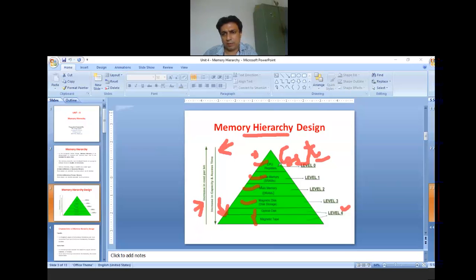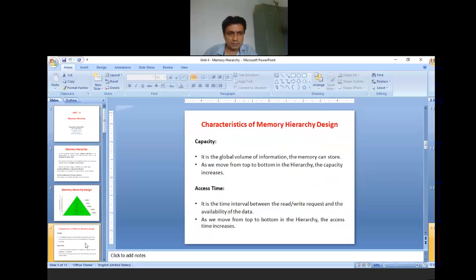You can see that the memory hierarchy is in the form of a pyramid, and it goes from level 0 to level 1, and these levels are fixed. So at level 0 CPU registers are there, so you can remember it thoroughly. In the same way, at level 1 cache memory, and level 2 main memory, and so on. So these levels are fixed. So moving to the next slide.